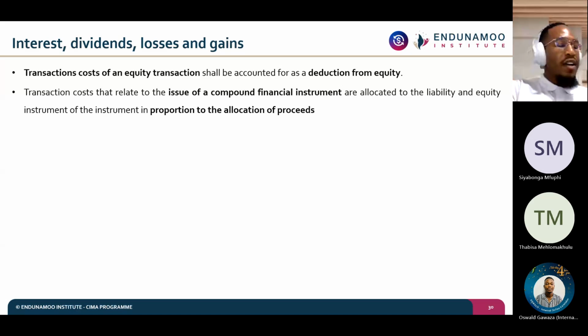If you classify a component of a financial instrument as a financial liability, the transaction costs attached to that financial liability component go through profit or loss. Any changes in the value of that financial liability also go through profit or loss.